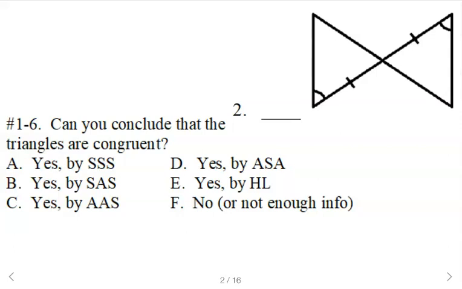Number two, we've got this pair, these angles are congruent, these sides are congruent, and then we've got these vertical angles here, and vertical angles are always congruent. They always have the same measure, and so we can determine that these triangles are congruent by angle-side-angle. Happens to be choice D here.